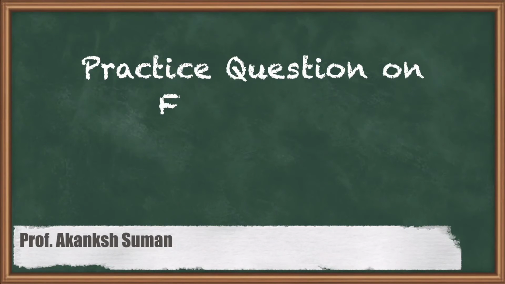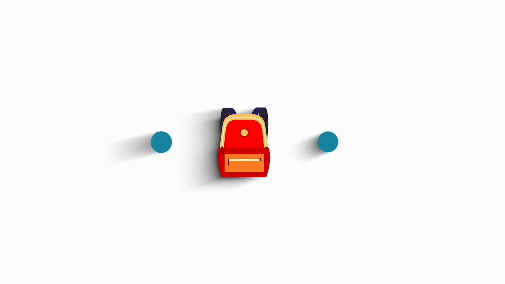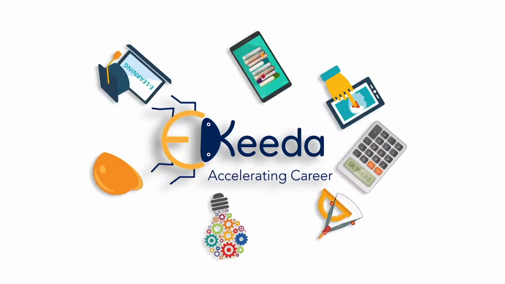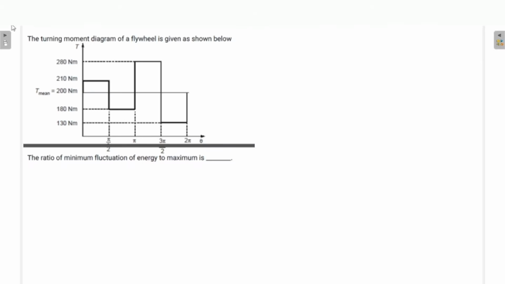Hello everyone, now we are going to solve the questions based on the turning moment diagram. In the question, it is given that the turning moment diagram of a flywheel is given as below. So this is the diagram. Here you can see this is the turning moment, and this is theta, which is the crank rotation.